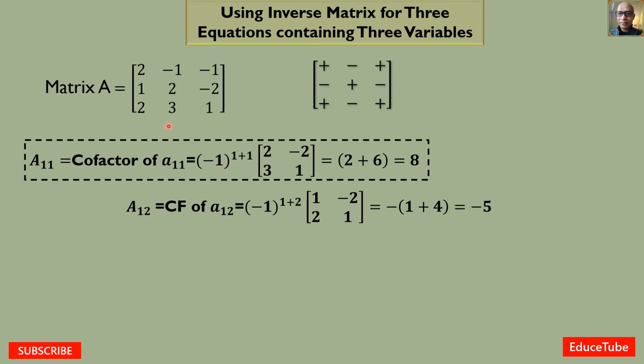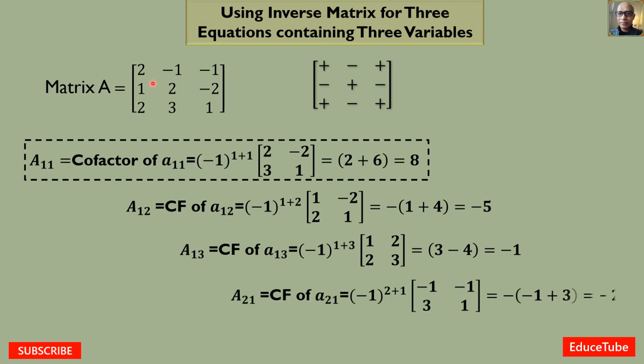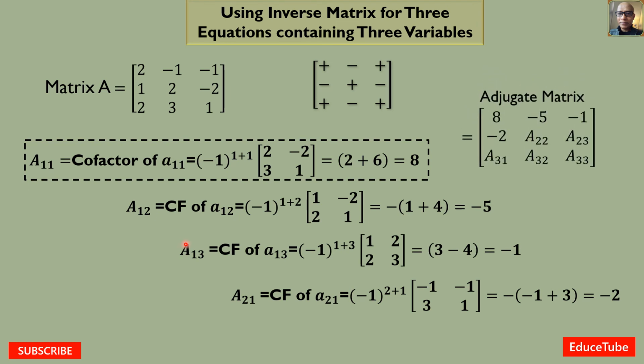Same way we will find A12, then we will go for finding A13. Same procedure we will follow. Then we will go for finding A21, this position. So once we get these 3, this 3 value we can put here in this matrix. 8, minus 5, minus 1 and minus 2. So we have to put like this. This is actually adjugate matrix. So remaining we'll do in next.